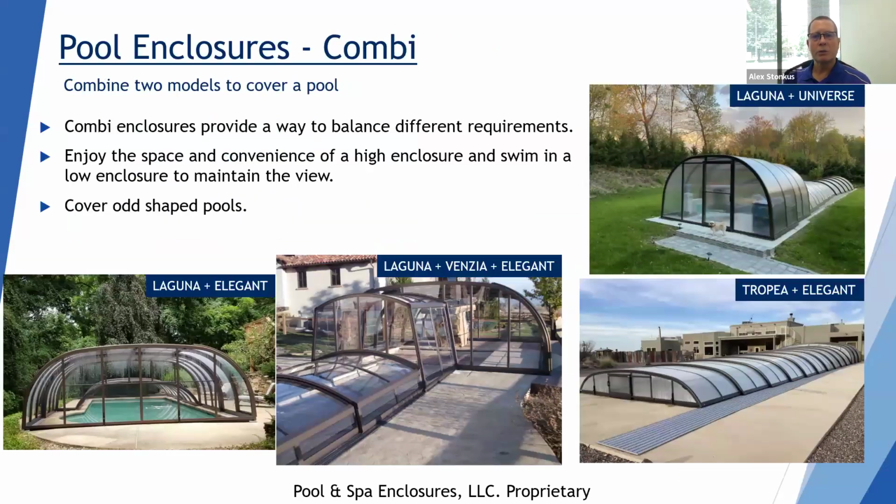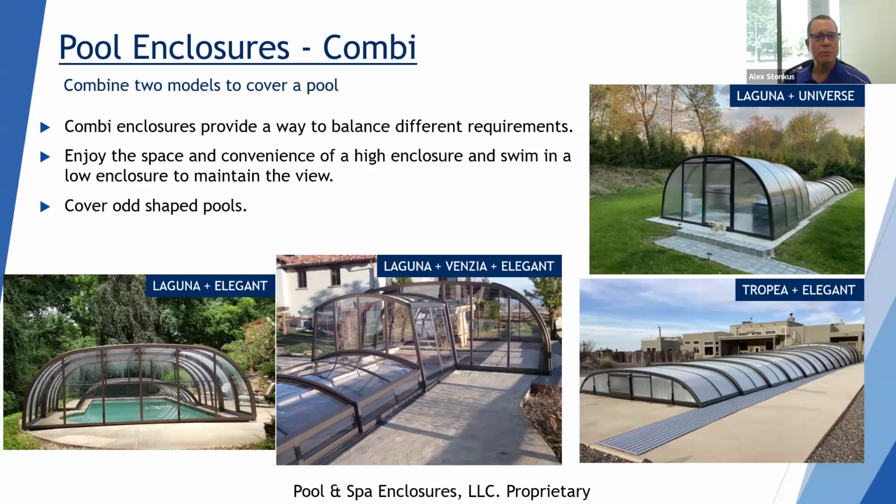And we get into what we call our combination enclosures. As we see with the Laguna plus Universe, a simple type of combination, in this particular case somebody had a 75-foot lap pool, but they didn't want a high enclosure over the entire thing. They wanted a spot where they can throw down their towel, swim, exercise, get out, dry off standing up, and go inside.